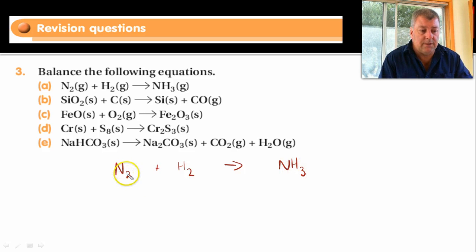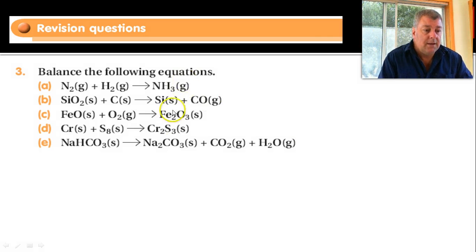So if we tried to balance the nitrogens first, we would put a 2 there, because that now gives us 2 nitrogens. But the flow-on effect of that is we've now got 6 hydrogens. So how do we get 6 hydrogens on this side? What do we put in front of here to give us 6? Well, clearly it's a 3. Then last step is we check our balancing. 2 nitrogens, 2 nitrogens, 6 hydrogens, 6 hydrogens. It's balanced. Alright, so in class you're going to do these questions and see how you go.